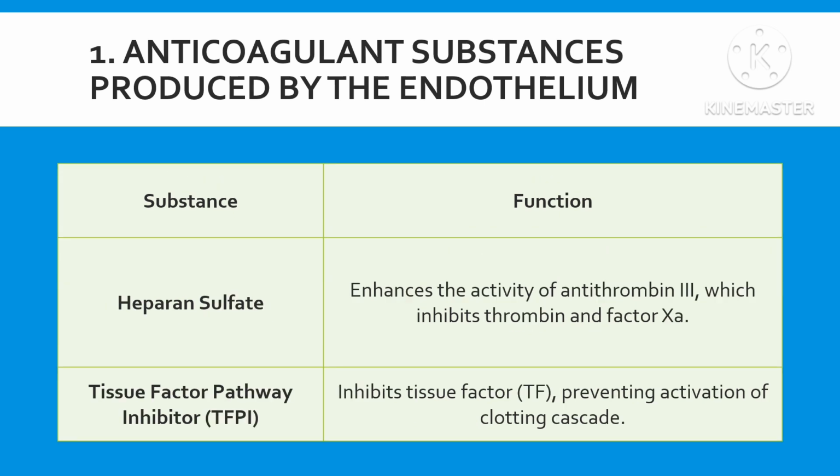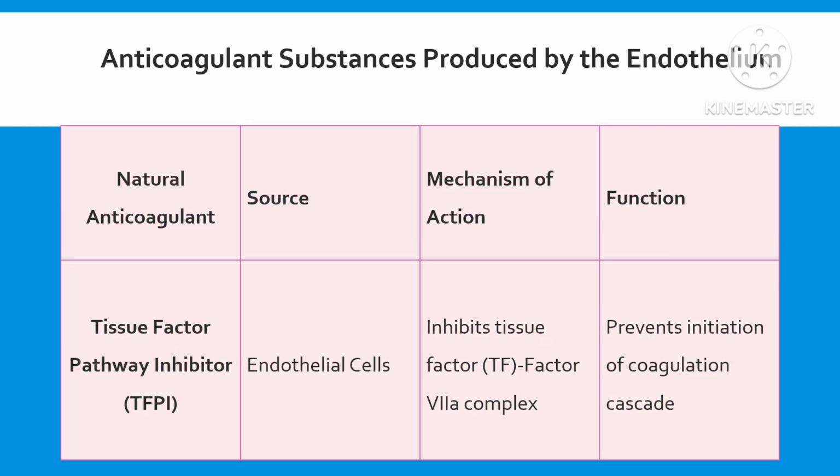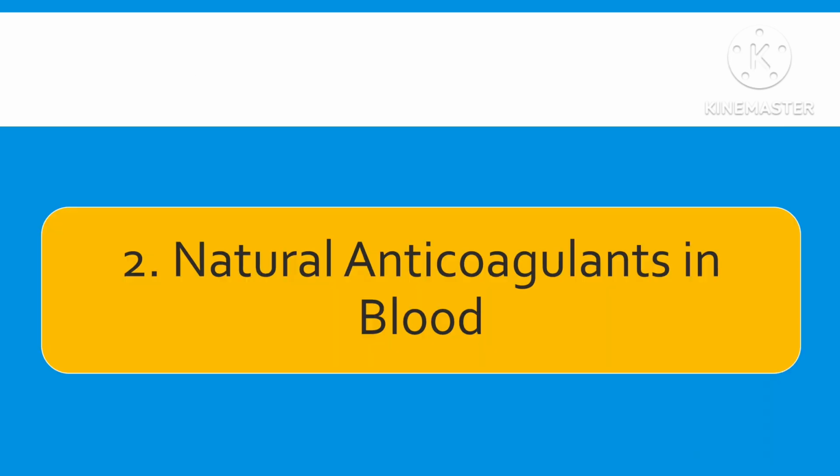Heparan sulfate enhances the action of antithrombin 3, which inhibits thrombin and factor 10A, preventing the clot formation. Tissue factor pathway inhibitor inhibits clot formation by blocking factor 10A and inhibiting the tissue factor and factor 7A complex. The endothelium works together to maintain a balance between clotting and anticoagulation.